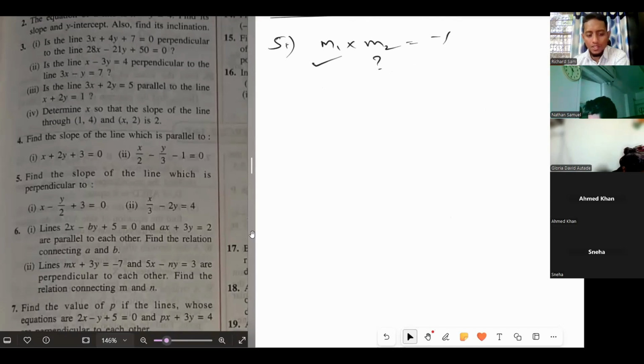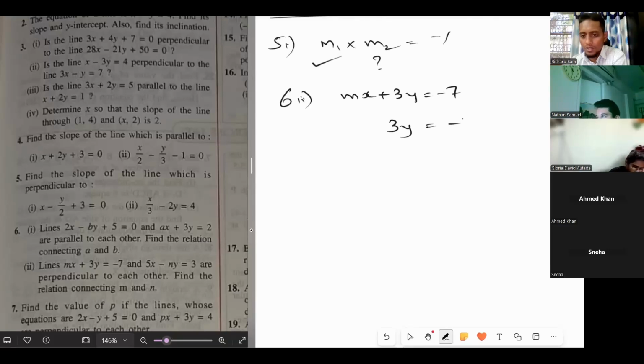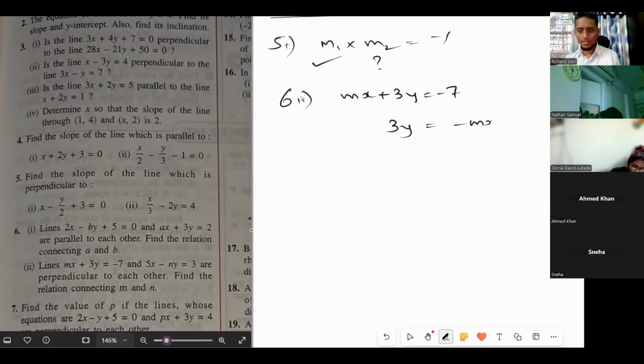So they're perpendicular to each other means that the slopes follow the formula m1 into m2 is equal to minus 1. So find their slopes. Means convert these two lines into their y-intercept forms. The first equation, mx plus 3y is equal to minus 7. If you convert it into the y-intercept form, you will make y the subject. So write the x term first: minus mx minus 7. So y is equal to minus mx upon 3 minus 7 upon 3.